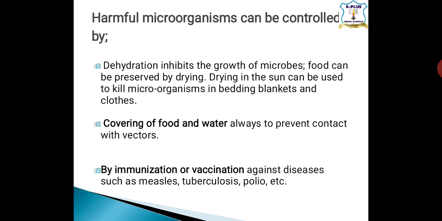Dehydration inhibits the growth of microbes. Dehydration means you are removing water. Removal of water, that's what we call dehydration. It helps to stop the growth of microbes. Food can be preserved by drying, and that's why you see people drying most of their food, like cocoa. You see them spreading it in the sun to dehydrate it, to remove the water content inside it so that it becomes dry, so that it will stop the activities of microorganisms inside that food.